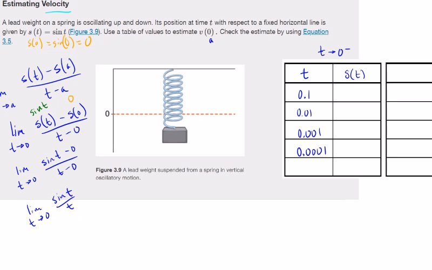So I'm going to plug this into my calculator, and then I'm just going to evaluate at these values here, until I can see a pattern. And of course here I'm approaching 0 from the left. All right, so I plug in 0.1 and I get 0.998342. All right, so now I'm going to plug in 0.01 and we get 0.9999833.